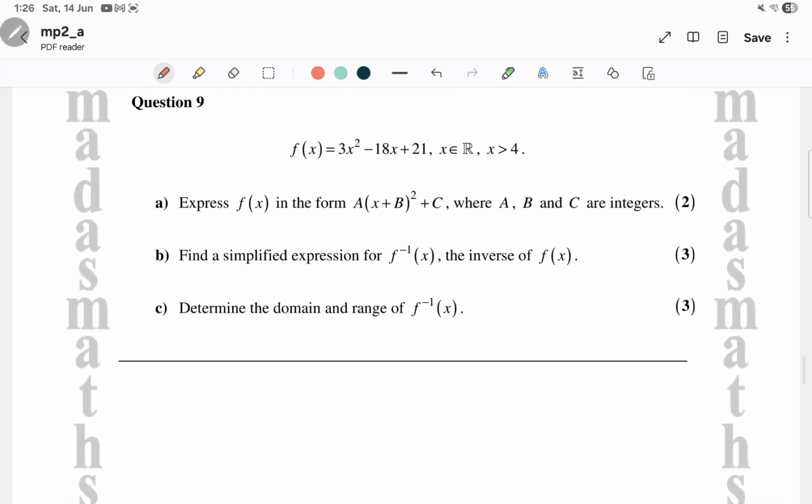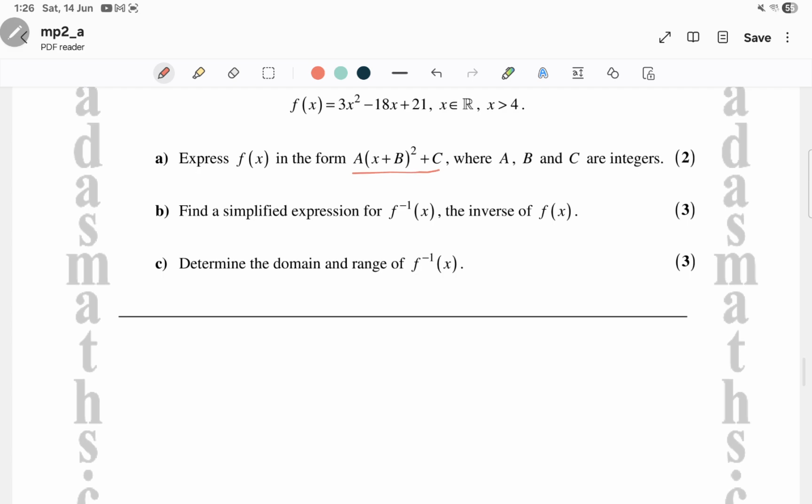Okay, so question number 9 is: f of x equals 3x squared minus 18x plus 21, x belongs to R and x is more than 4. We have to express f of x in the form a times (x plus b) whole squared plus c, where a, b, c are integers. So we should complete the square in this case.